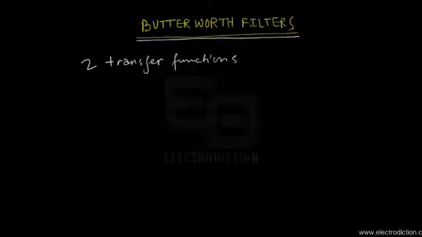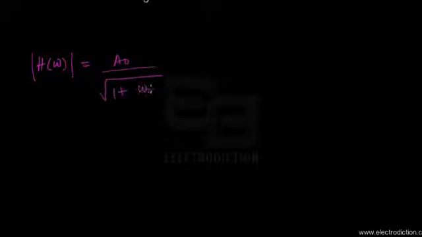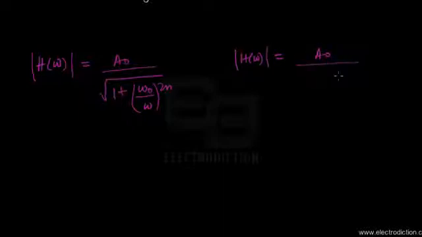I'm going to give you the transfer functions over here. One of them looks something like this. This is the gain of a filter, taken as the modulus, and that is equal to A0 divided by the square root of 1 plus (omega 0 by omega) to the power 2n. The other one is the same thing: the mod value of H of omega is equal to A0 divided by the square root of 1 plus (omega by omega 0) this time, to the power 2n.